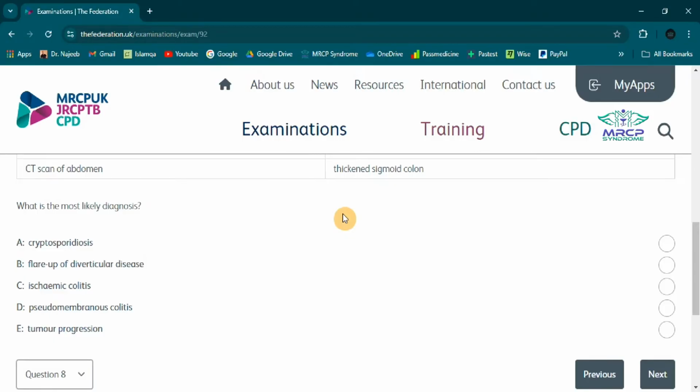What is the most likely diagnosis? Cryptosporidiosis, flare-up of diverticular disease, ischemic colitis, pseudomembranous colitis, and tumor progression.